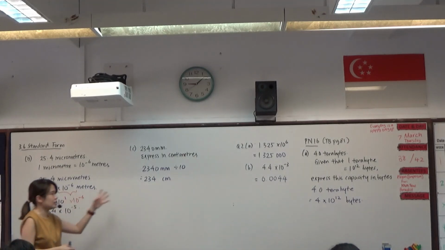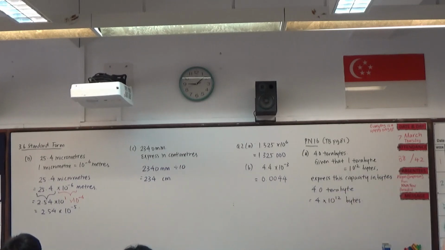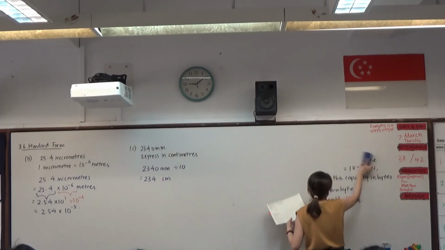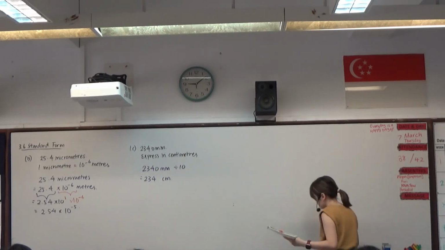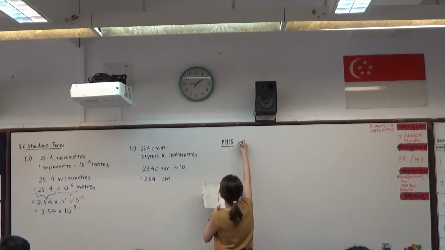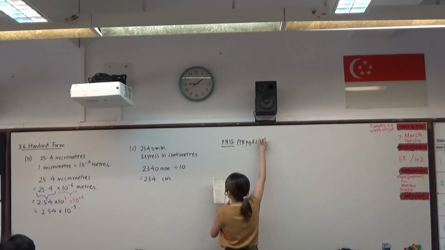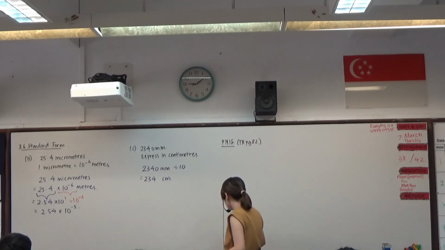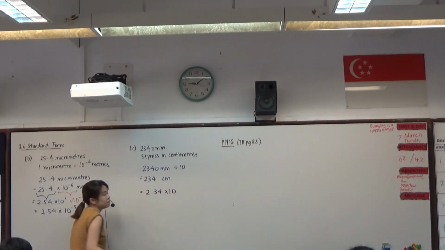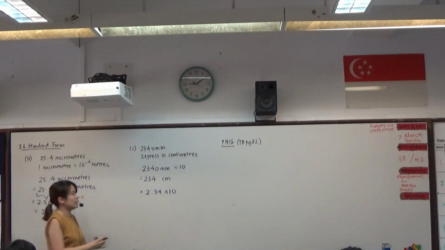So this is just a simple conversion. We do 2 more before we go into our one for the day. I'll do practice now 18 first. Oh, sorry, thank you for reminding me. Express in standard form, so 2.34 times 10 to the power of.